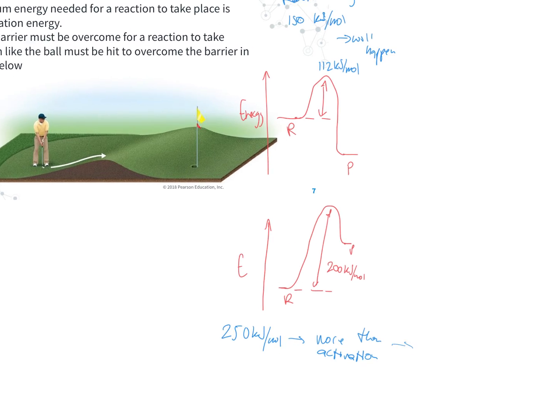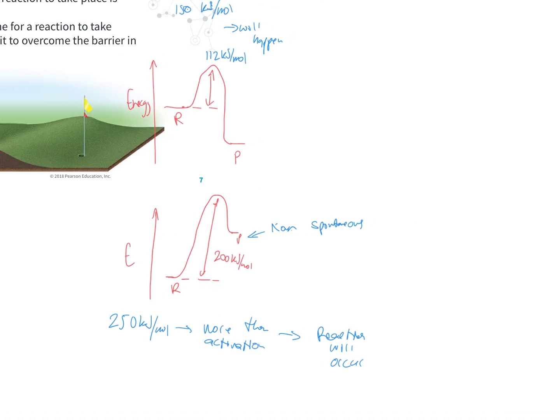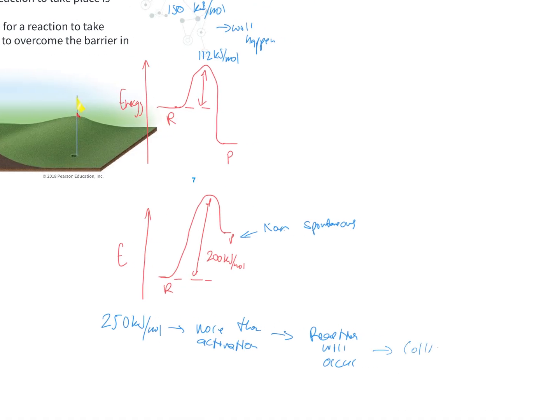Therefore, even though the products are at higher energy, which can mean it's non-spontaneous, for example, if we're thinking about this in the context of delta G, even though it's not spontaneous, I have more than enough energy for the activation to happen, so the reaction will occur. Or in other words, the collisions are working.